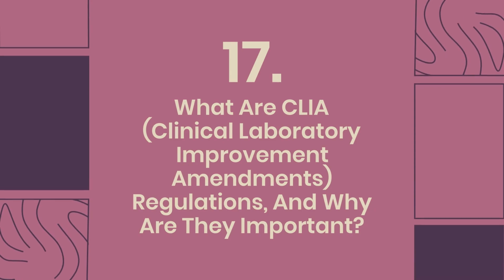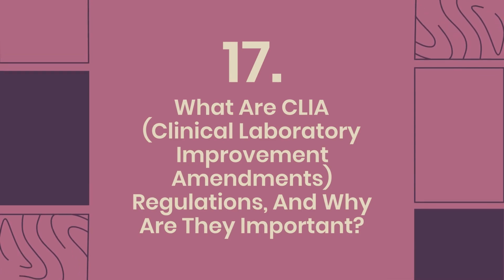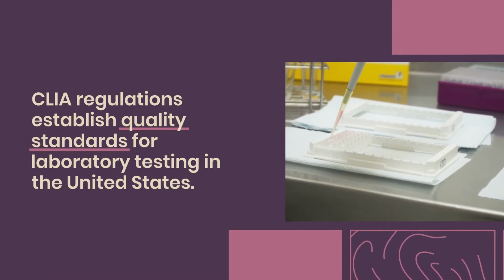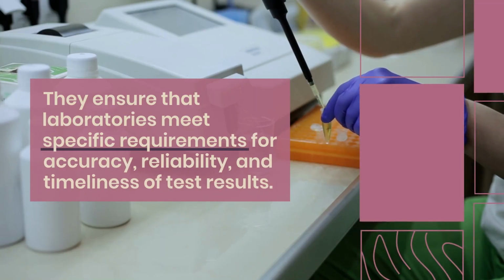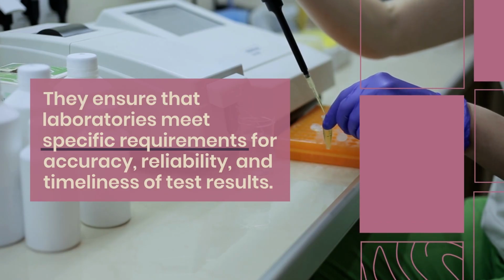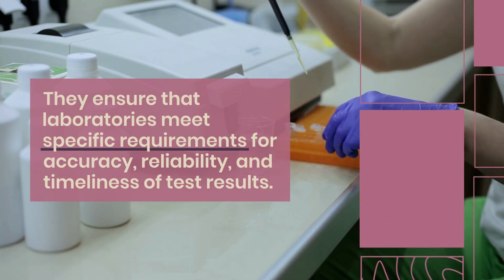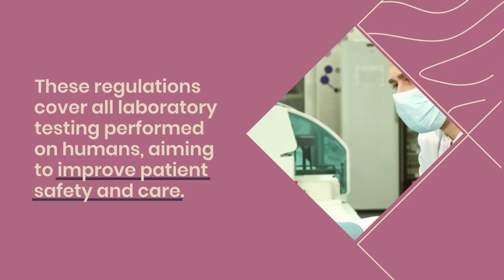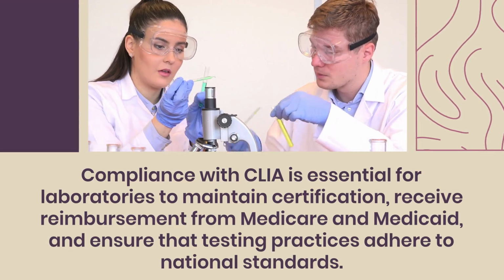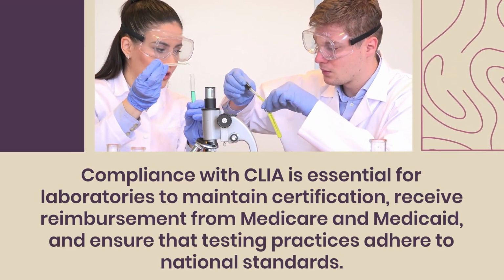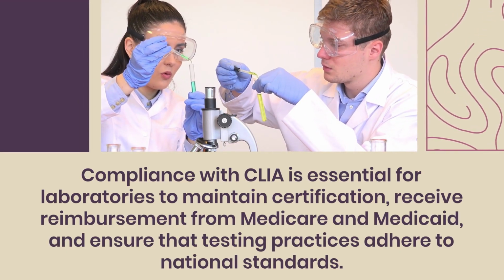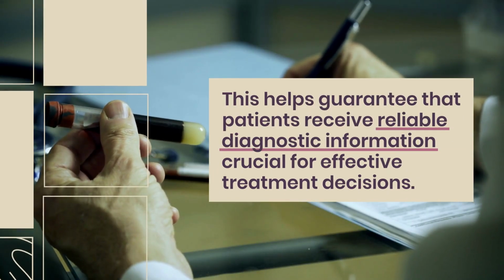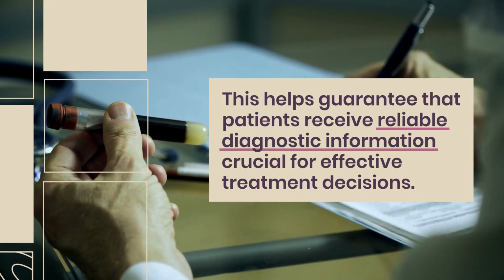17. What are CLIA, Clinical Laboratory Improvement Amendments, regulations, and why are they important? CLIA regulations establish quality standards for laboratory testing in the United States. They ensure that laboratories meet specific requirements for accuracy, reliability, and timeliness of test results. These regulations cover all laboratory testing performed on humans, aiming to improve patient safety and care. Compliance with CLIA is essential for laboratories to maintain certification, receive reimbursement from Medicare and Medicaid, and ensure that testing practices adhere to national standards. This helps guarantee that patients receive reliable diagnostic information crucial for effective treatment decisions.